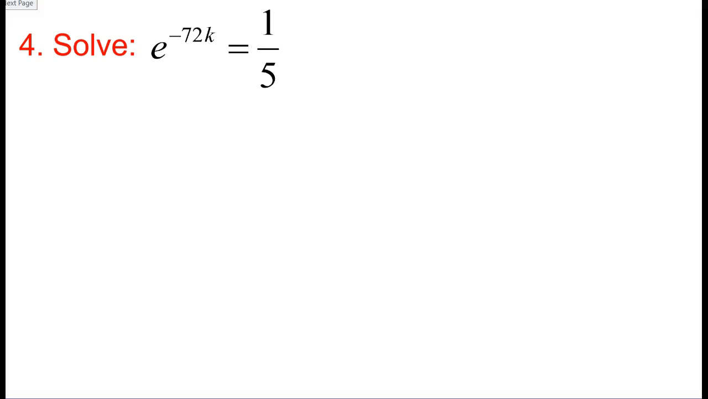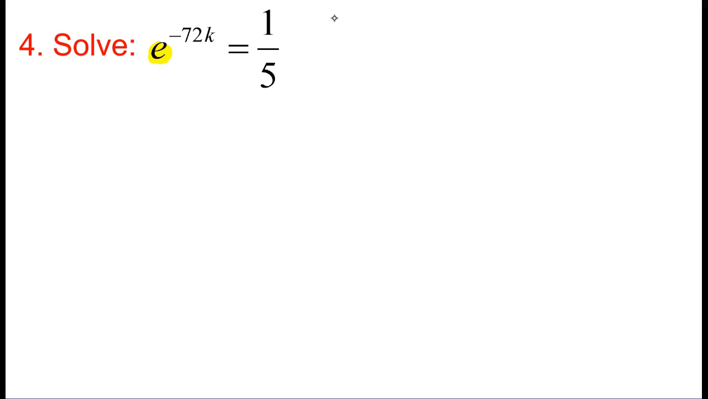Okay, here's example 4, and I apologize if you're watching this late at night. This one has e in it. That could be scary. Hopefully you're not too frightened and you can persevere through this problem. So we have e to the negative 72k equals 1/5. I hope I don't need to remind you that e is a number. It's not a variable. That means we need to find the value of k that makes this equation true.